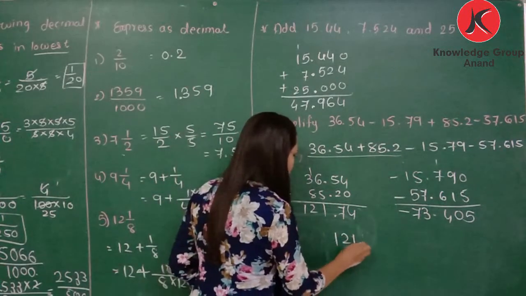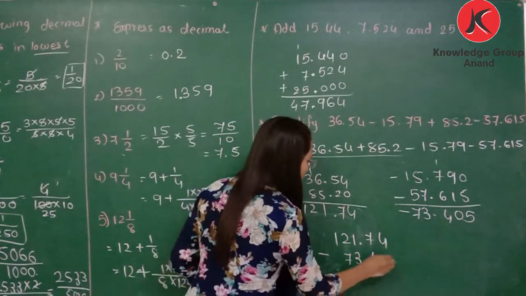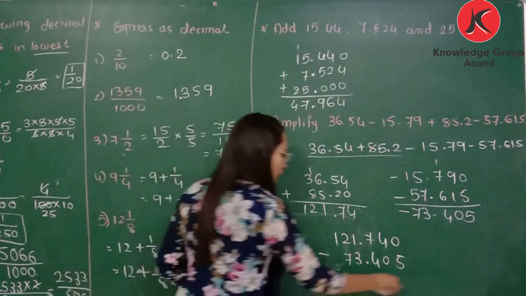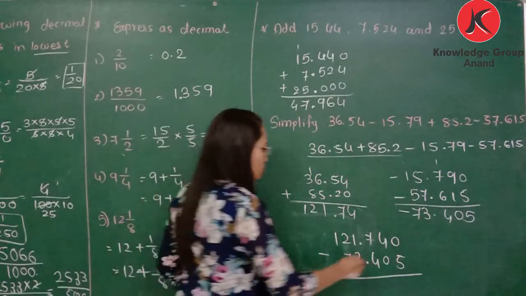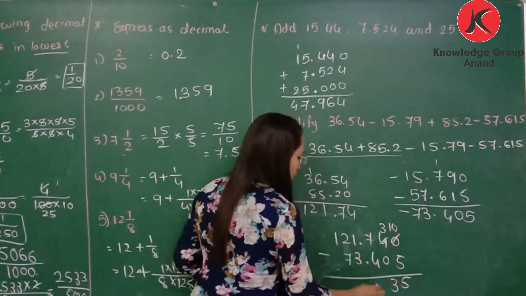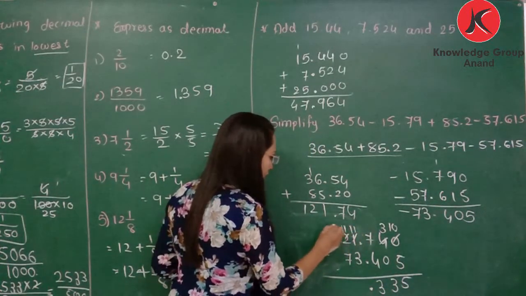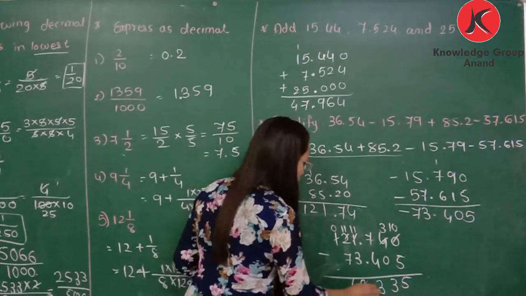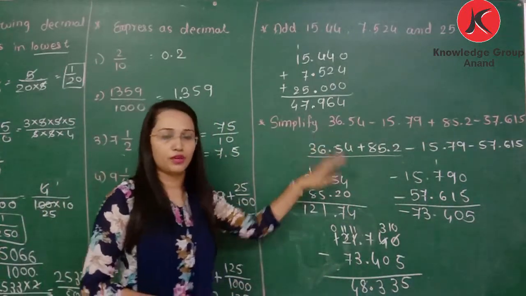So 121.74, that is positive, minus 73.405. Now here the 1000th digit is 0. Now the remaining subtraction is the same as we performed in the earlier class. So here 10, then 3. So 10 minus 5 is 5, 3 point. Here 11, 1 and 0. So here we have 8 and 4. So 48.335 will be the answer of this simplification.